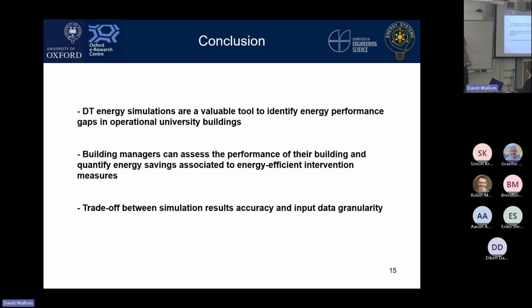And a second part of my DPhil will focus on developing more user-friendly and accessible digital tools so that building managers could really use those tools themselves, and not me with a full master's degree, anyway. Make them more user-friendly for everyone so that everyone can use them.